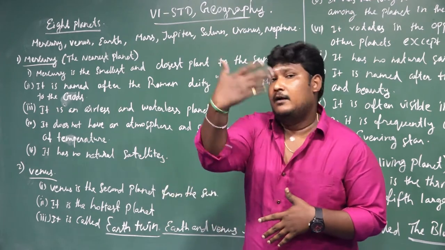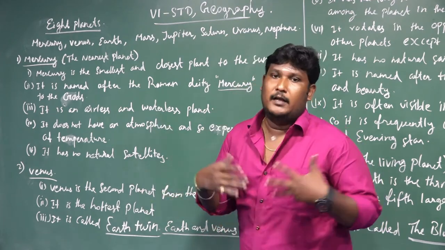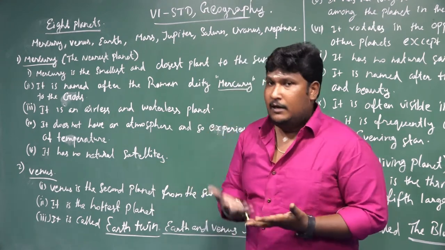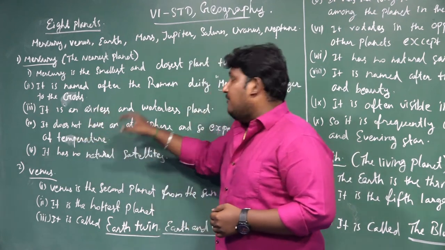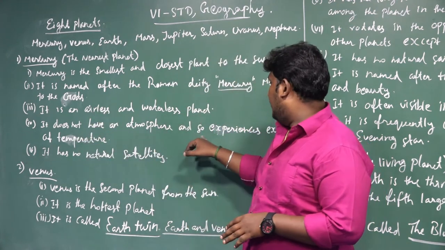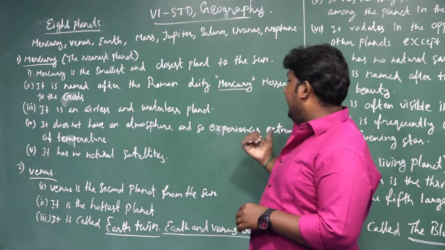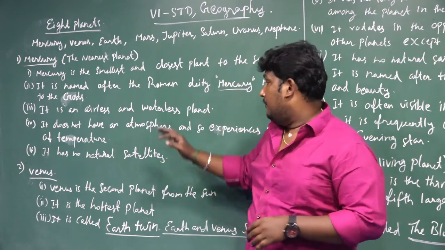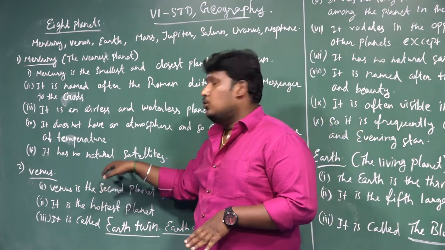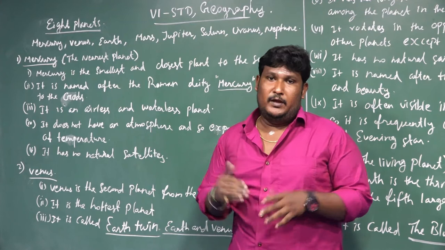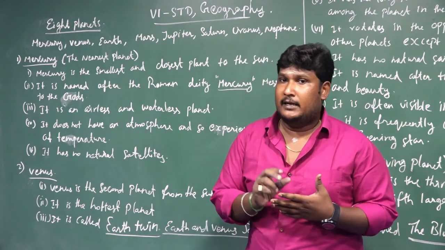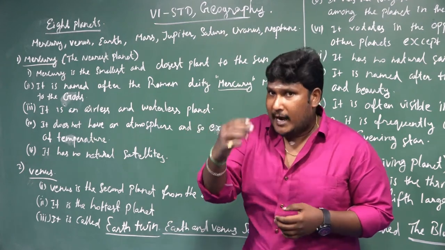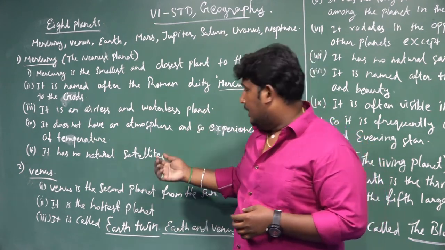We can't live on Mercury because there is no air, no water, no atmosphere. So as humans, we can't live on Mercury. It does not have an atmosphere, and so experiences extreme temperature. It has no natural satellite also. On our Earth we have one natural satellite, the Moon, but on Mercury there is no natural satellite.